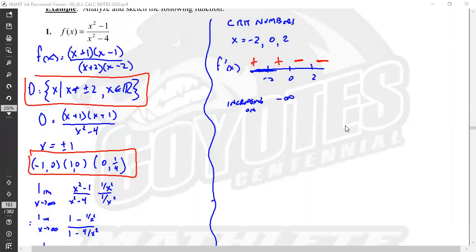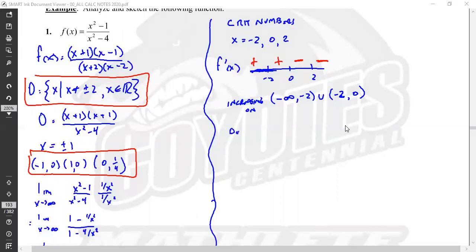On negative infinity to negative 2, union negative 2 to 0. Now, why do I have to break that into two intervals? Remember that we've got a vertical asymptote at negative 2. So it's going to be increasing to an asymptote and then increasing after the asymptote. It's perhaps going to look something like this. It's increasing to negative 2, and then right of negative 2, it's going to be increasing again. We've got that vertical asymptote, so that's what it's going to end up looking like. So there's my increasing zone.